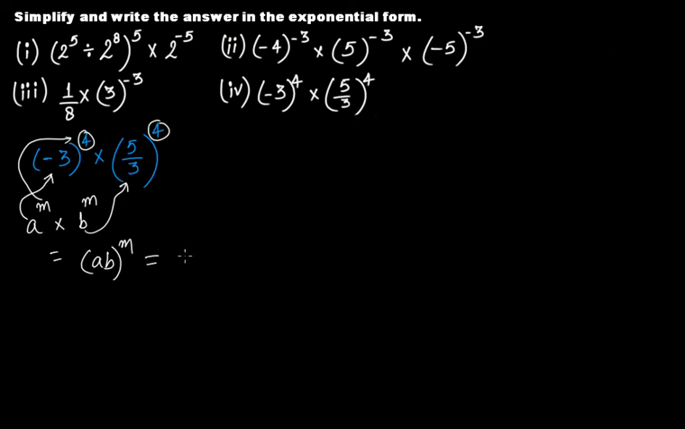So this is equal to minus 3 multiplied by 5 by 3, and this is raised to power of 4. So from here you get minus 5 raised to the power of 4. This will be your answer.